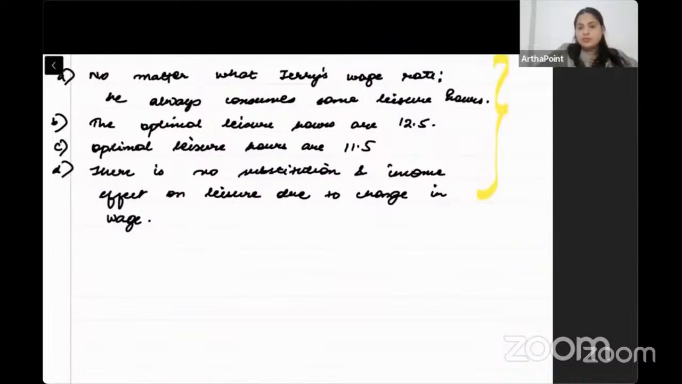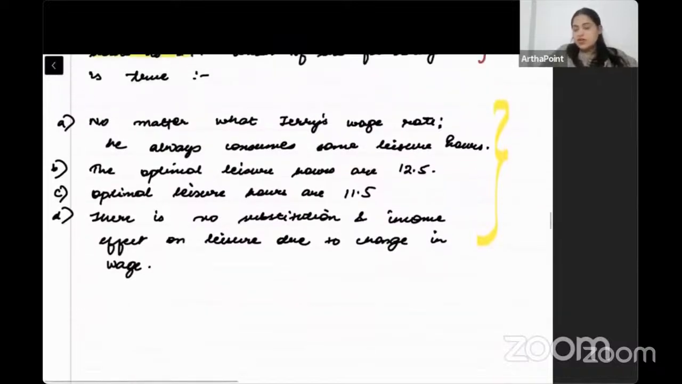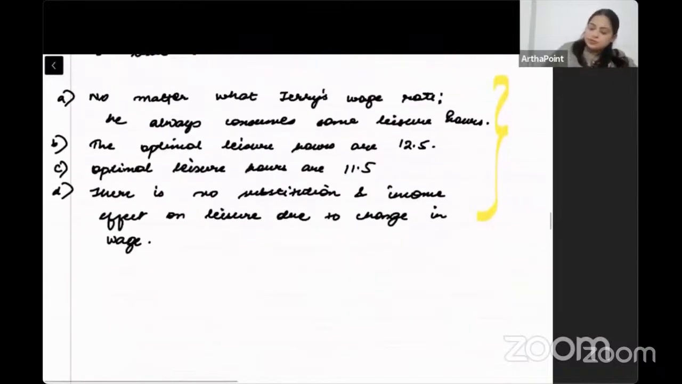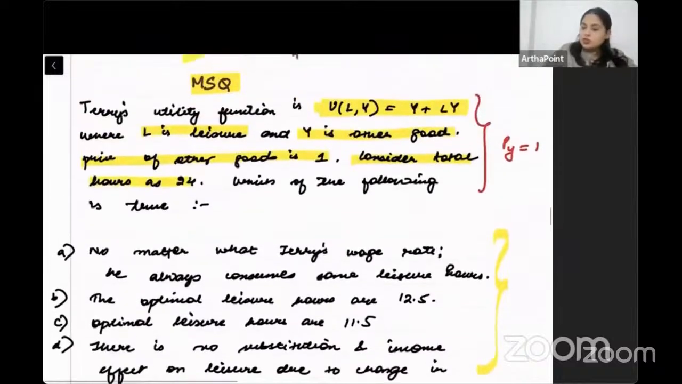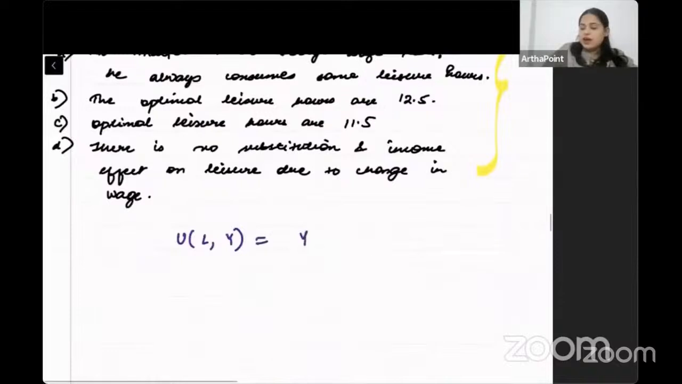Very good, beta. The answer is correct. Others, try to do it. Your utility function is given as y plus ly. Beta, what is the marginal utility of leisure? It will be differentiating this with respect to L. What will come? y. What is the marginal utility of y?